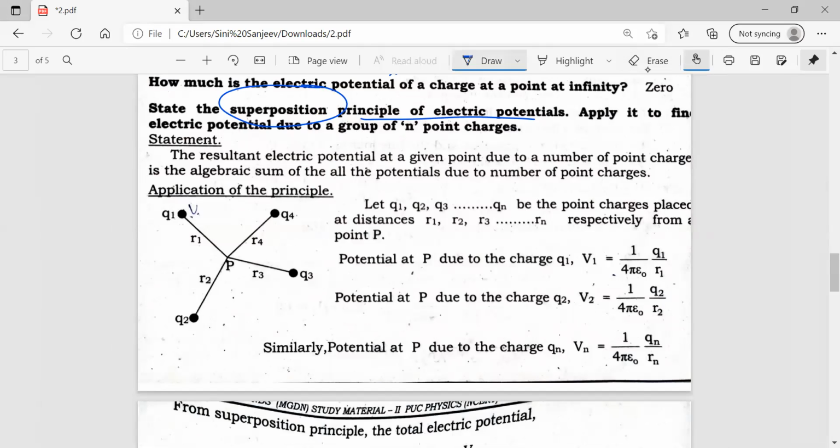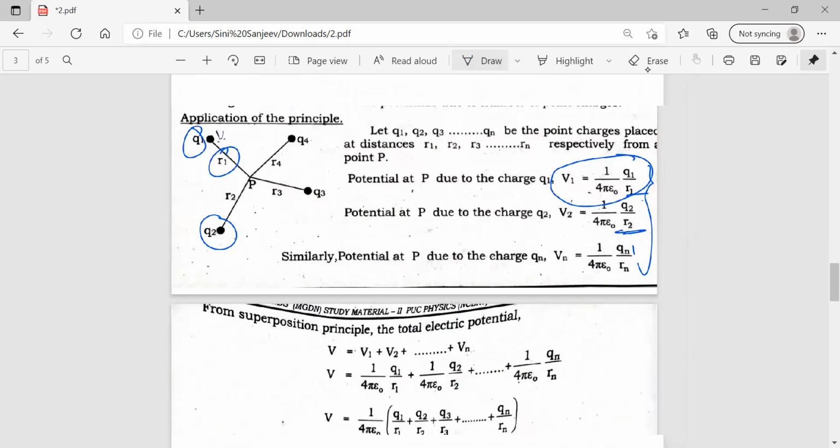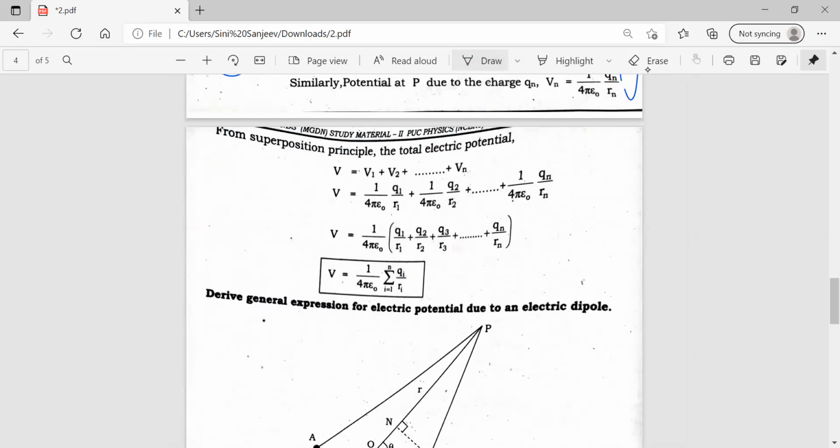V is equal to 1 by 4 pi epsilon naught q by r. This is our basic formula, correct? So due to charge q1, it will be q1 by r1, where r1 is my distance. Due to q2, distance is r2. q3, r3. So similarly qn, rn. So we have to add everything, V1 plus V2 plus Vn. So that is the thing, but in my superposition principle, sigma represents the summation of all the charges, that is qi by ri respectively. That's all.